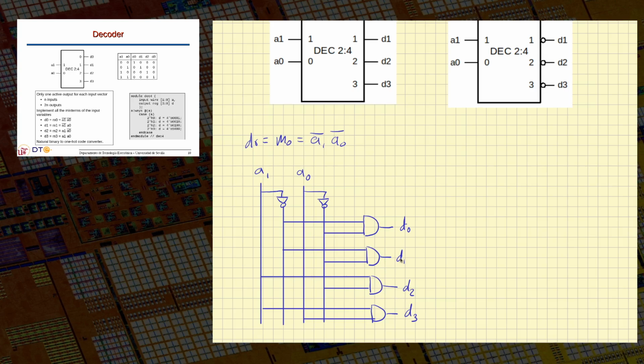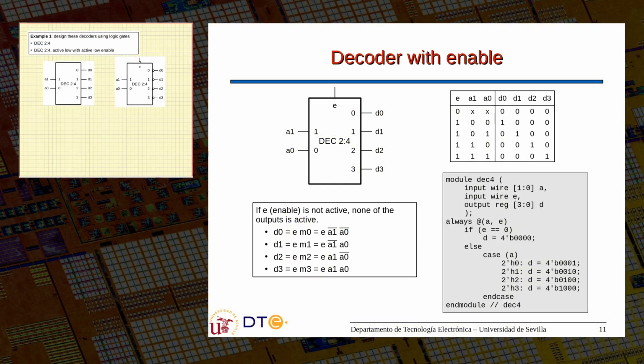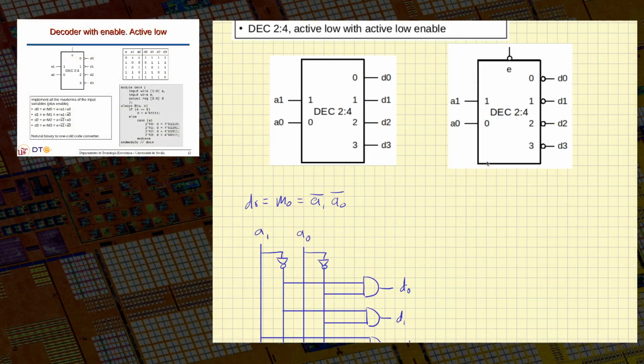So a decoder is a nice device. It helps solving a lot of problems, but it's not a really complex device to implement. Now, what if we want to do a decoder with active low outputs, and we want to include an enable? In the slides, we had a version with active high enable. Here we want a version with an active low enable.